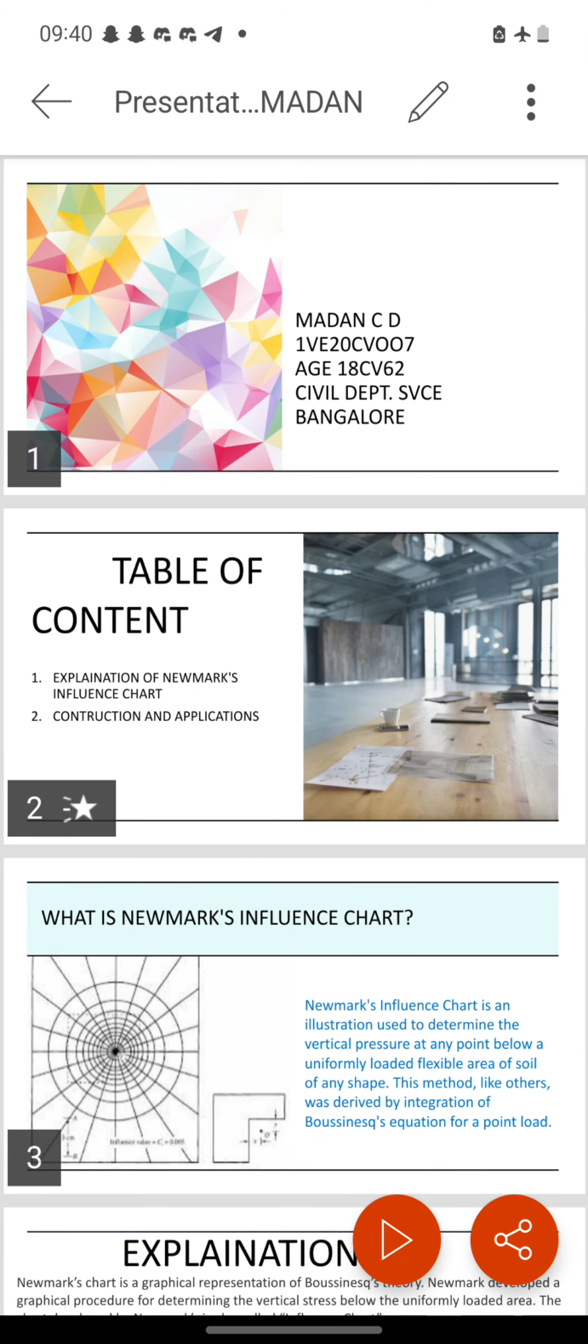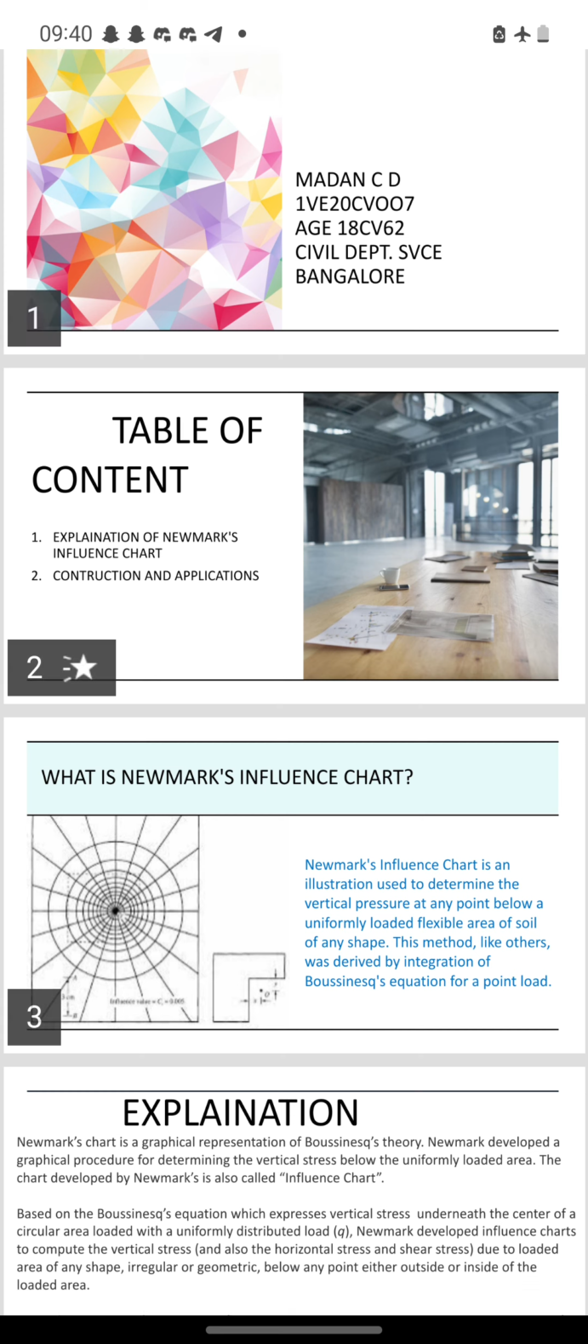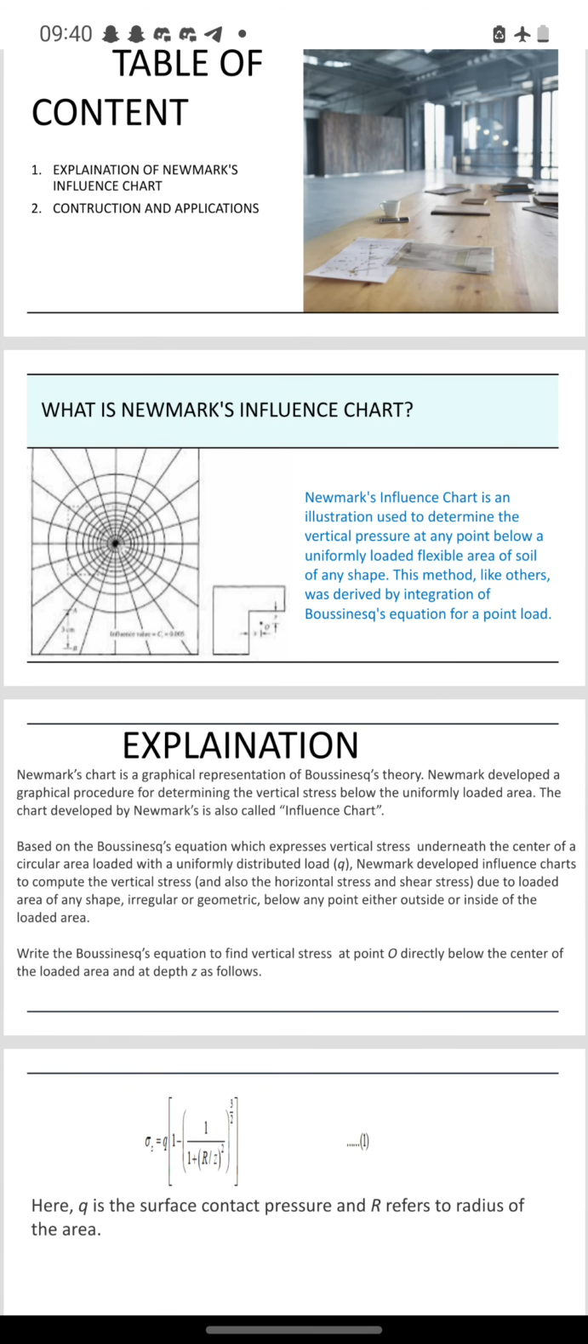Department, SVC, Bangalore. Table of contents. Explanation of Newmark's influence chart, constructions and applications. What is Newmark's influence chart?